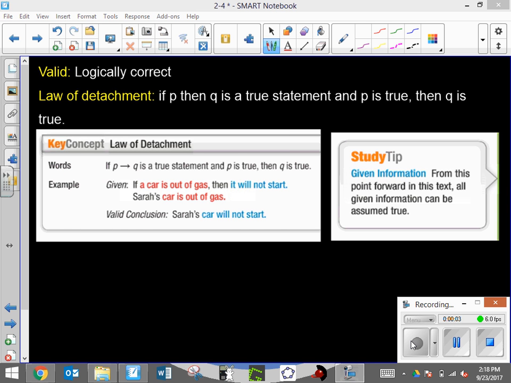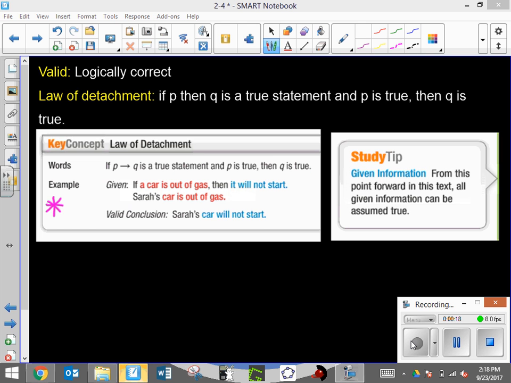Okay, we're going to be dealing with figuring out if statements are valid or not. The first way we're going to do this is looking at the law of detachment. I'm going to go down to this box right here to help explain the law of detachment.